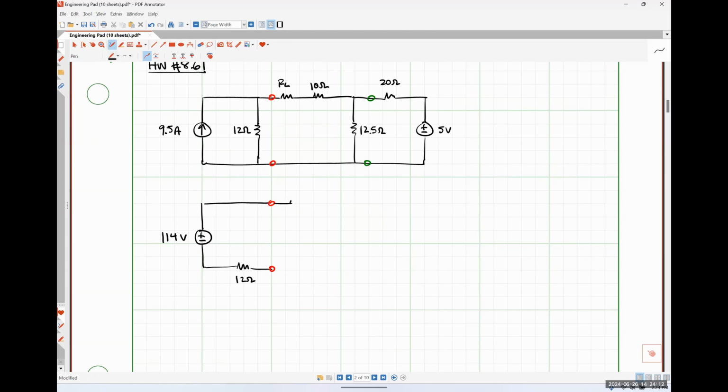So here's my load resistance RL, my 10 ohm resistor, my 12.5 ohm resistor, here's my set of green terminals where I'm going to reconnect the transformed practical current source. So let's see, 5 volts in series with 20 ohms is going to look like a fourth of an amp in parallel with 20 ohms.